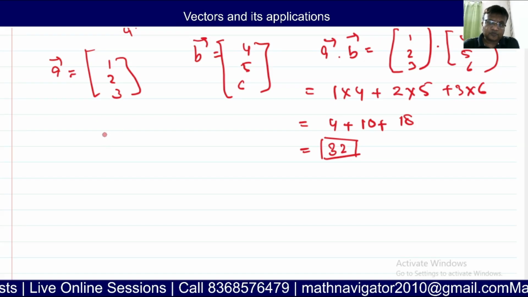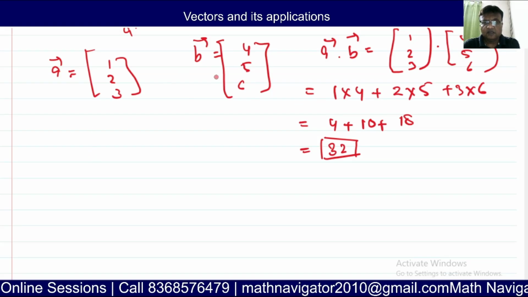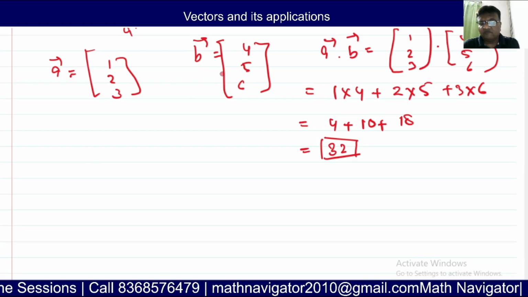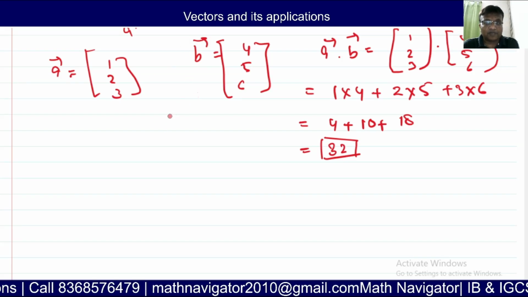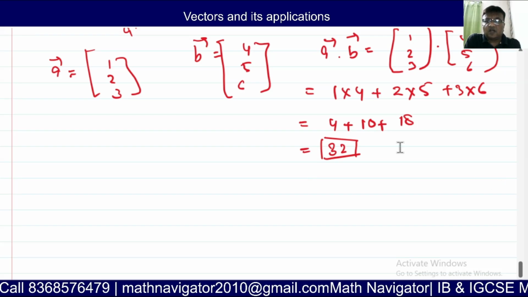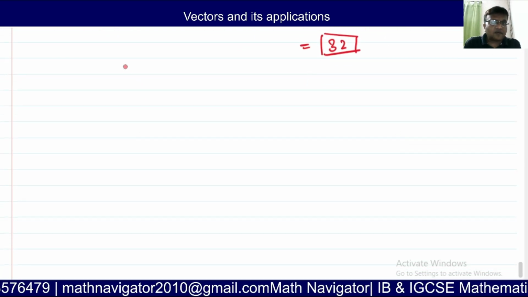Now, let's talk about the angle between the two vectors. We'll do that later when we do lines and planes, right? So this is how you'll find the vector A dot vector B. Now let's talk about the cross product.